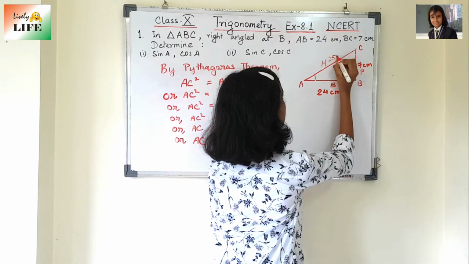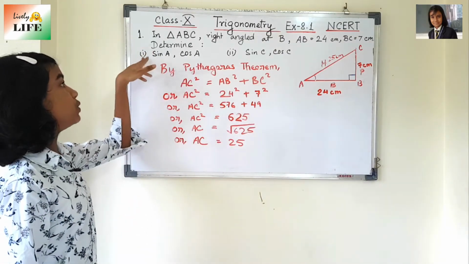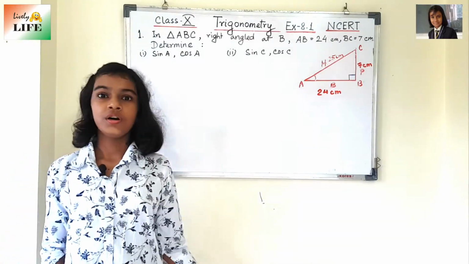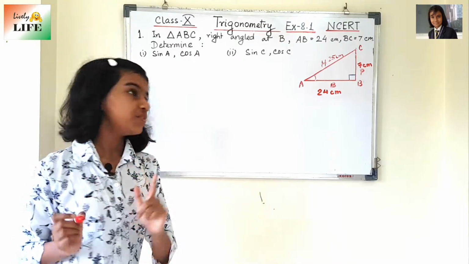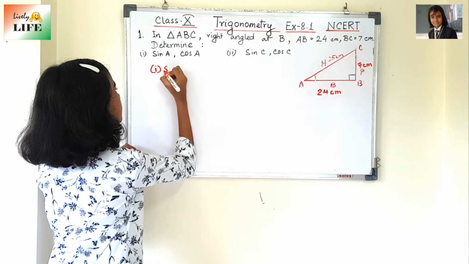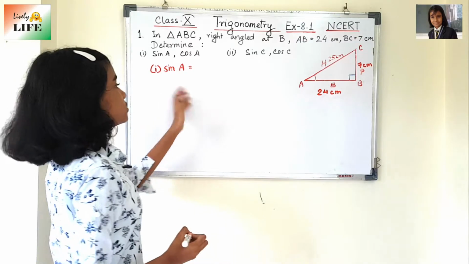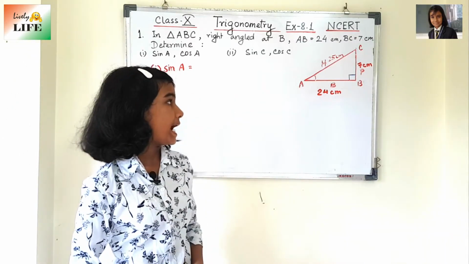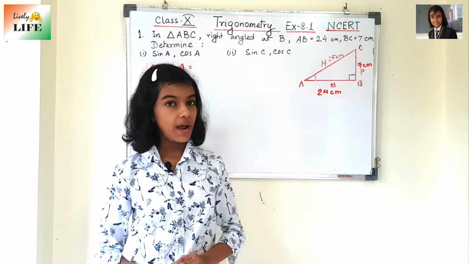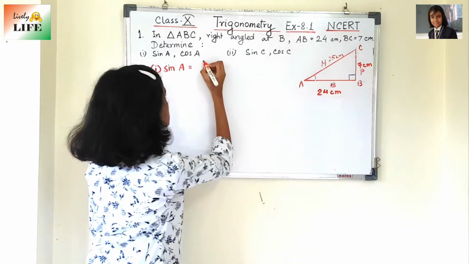Now we are going to find what is sine A, what is cos A, what is sine C, what is cos C. So now let's find out sine A and cos A. We're going to find out number 1 first. Sine A. We know that sine is perpendicular by hypotenuse, P by H. Sine A is P by H.